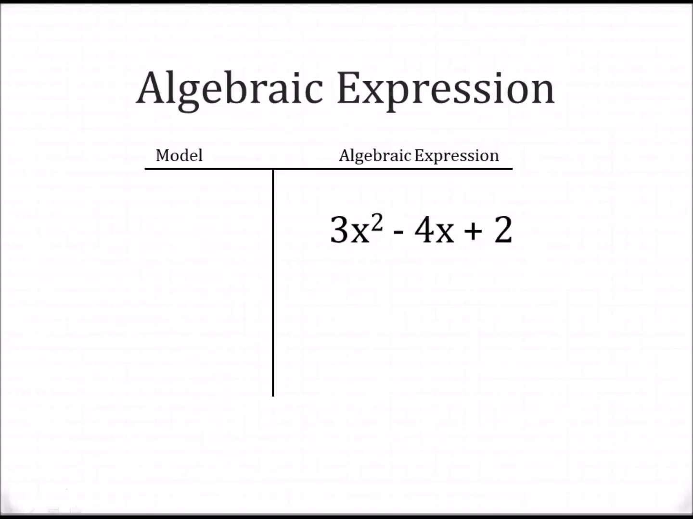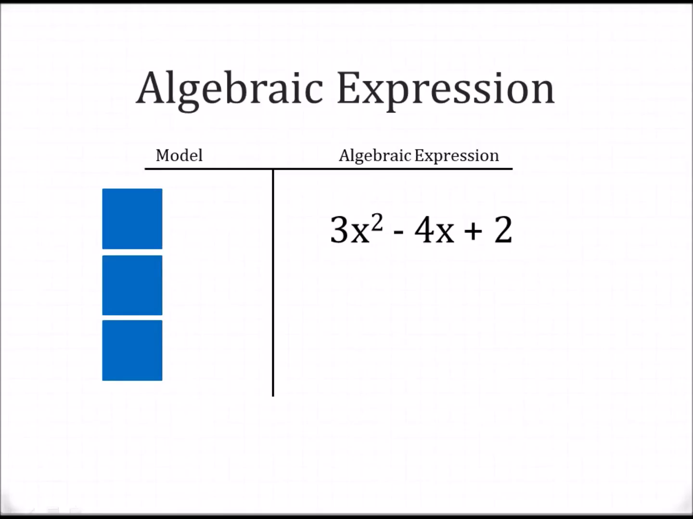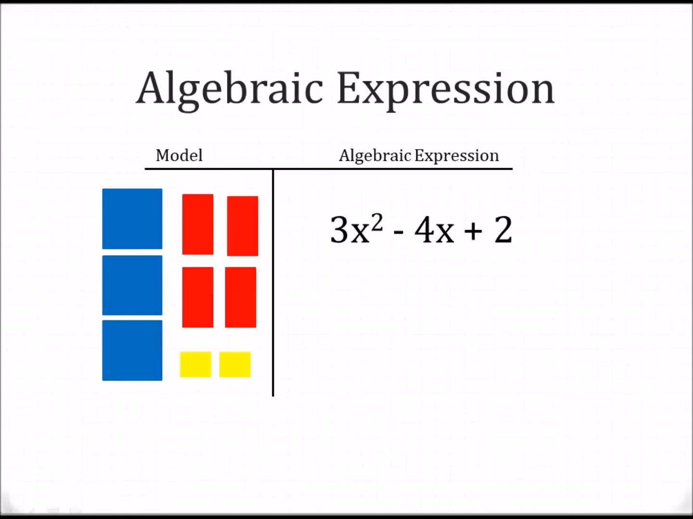Now let's go backwards. Now I'm giving you the algebraic expression and you're going to come up with a model. So go ahead and spend time on this. The model for 3x squared minus 4x plus 2 should look something like this. We have 3x squared, minus 4x, and plus 2. Did you get that? Good.